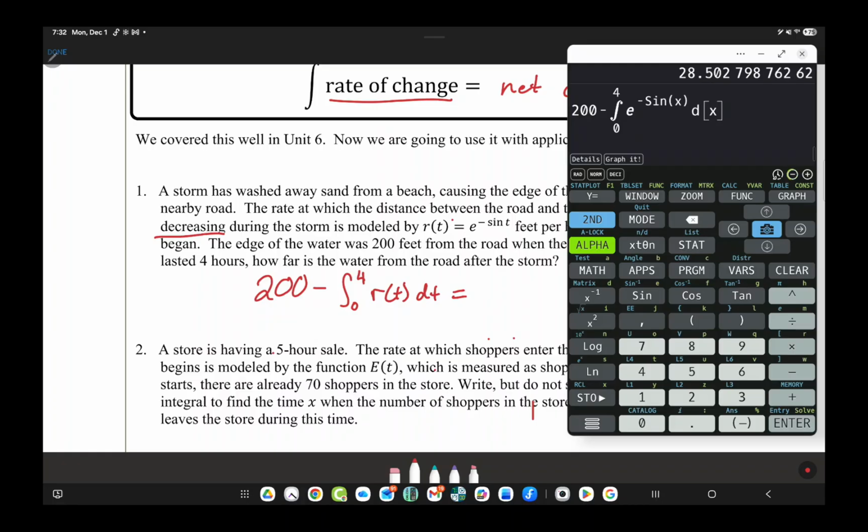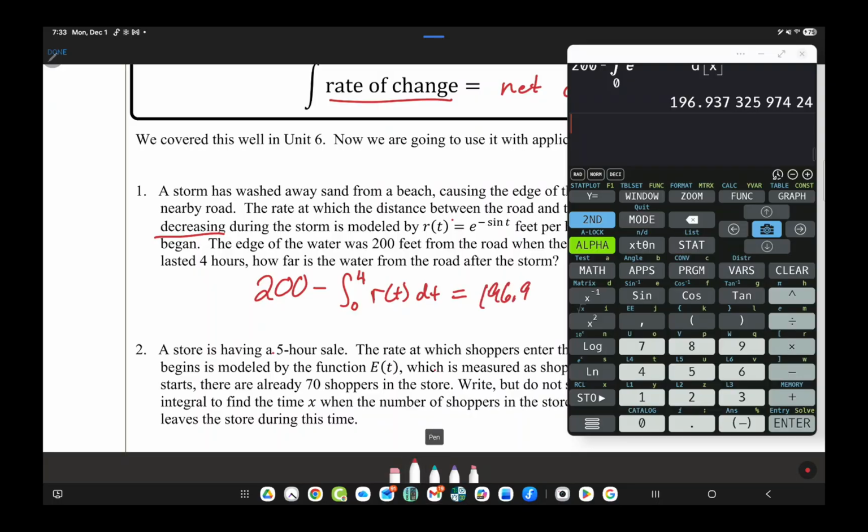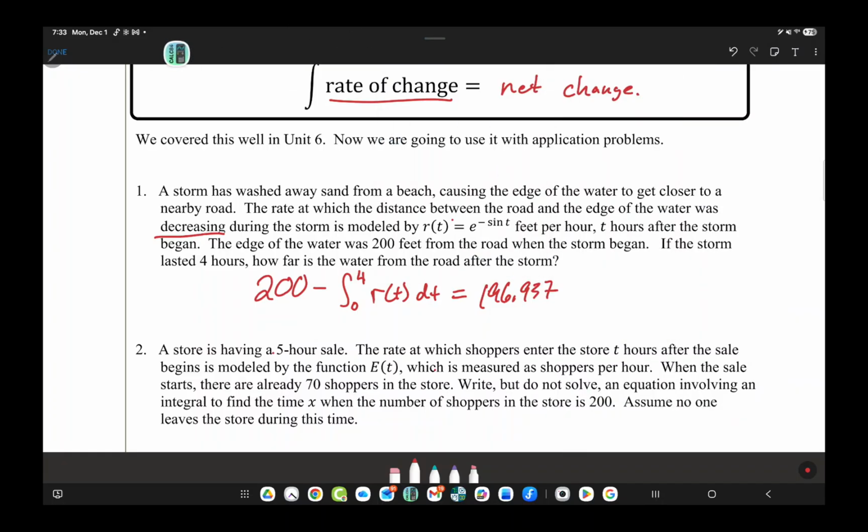So, as I said, trying to do this by hand would be pretty rough, and my calculator's taking its sweet time to get it done. So, anybody put that in your calculator? Give me an answer yet? Oh, there it is. Okay. So, yeah. Definitely a calculator question. So 196.937, and the units in this case are, since again we're changing this rate to a net change, the net change is distance, so that is feet.